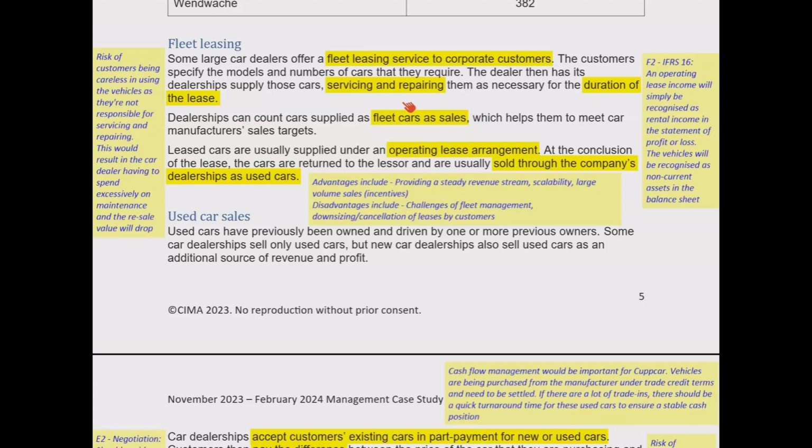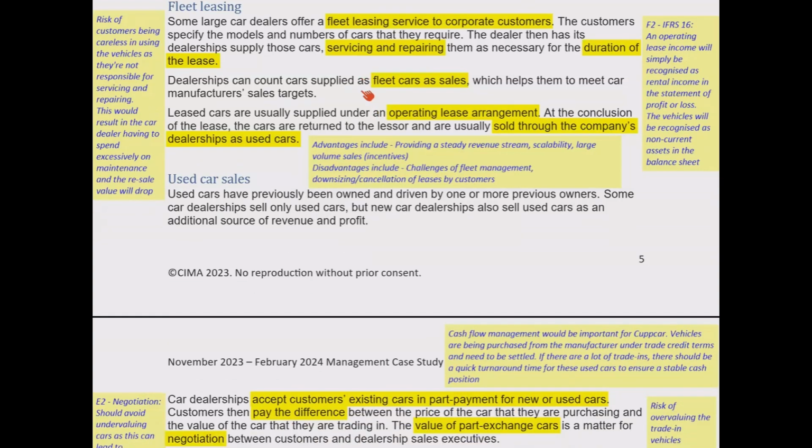And also, how would that impact on reputation if suddenly the big corporate customer car fleet leasing service then meant that other customers can't get their car booked in for their maintenance? How would that affect the reputation of Cuppcar? How would that affect customer satisfaction?